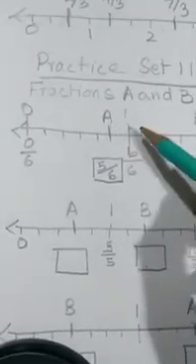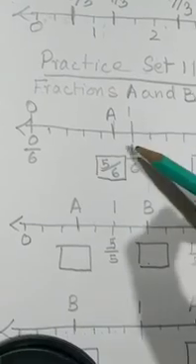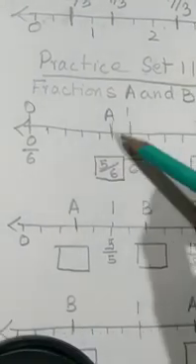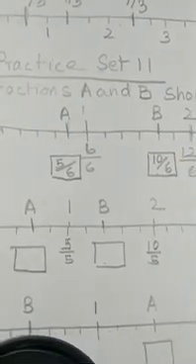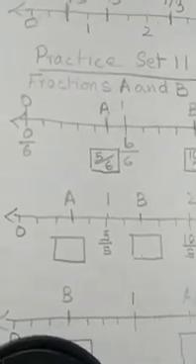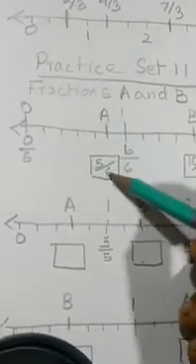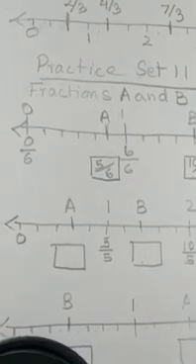So A is represented as 5 by 6. A is the fraction 5 by 6 and B is the fraction 10 by 6. So both of them, A and B, are represented by 2 fractions here. It shows 2 fractions on the number line.